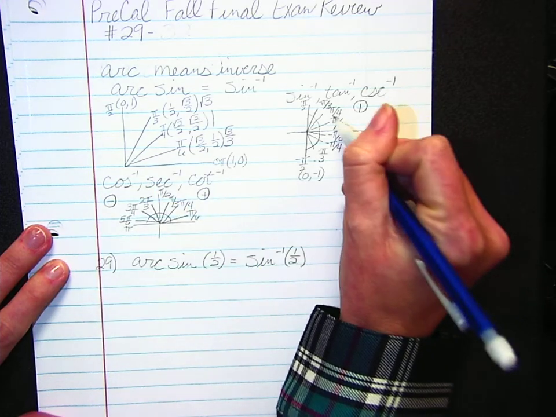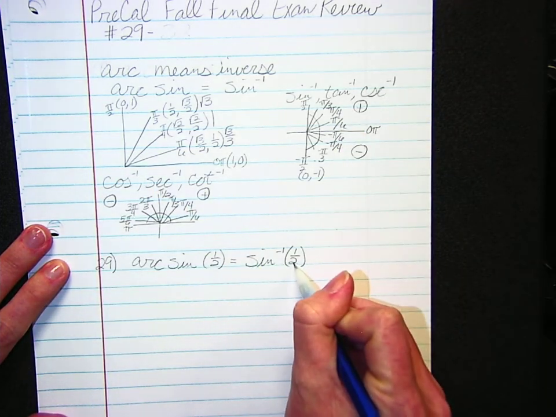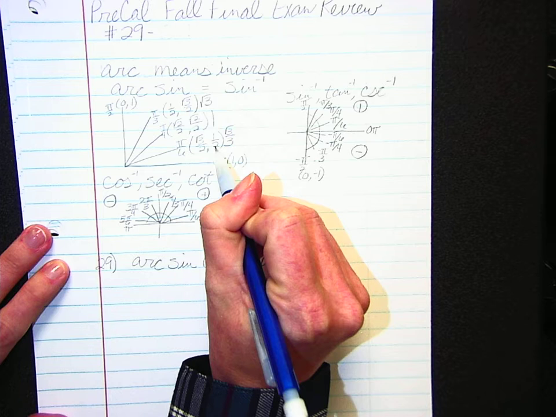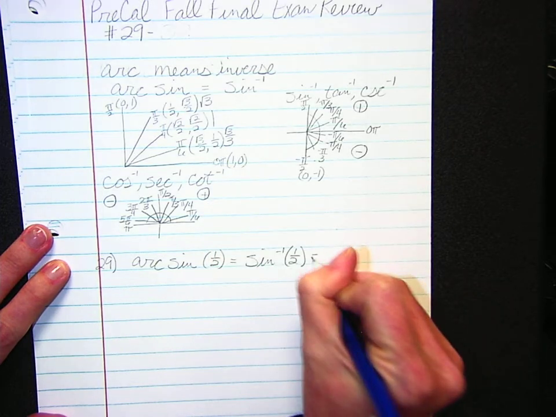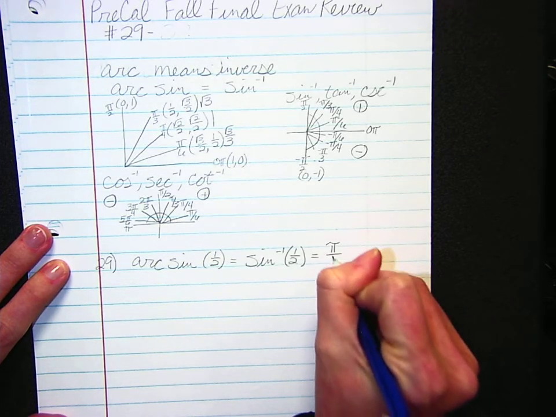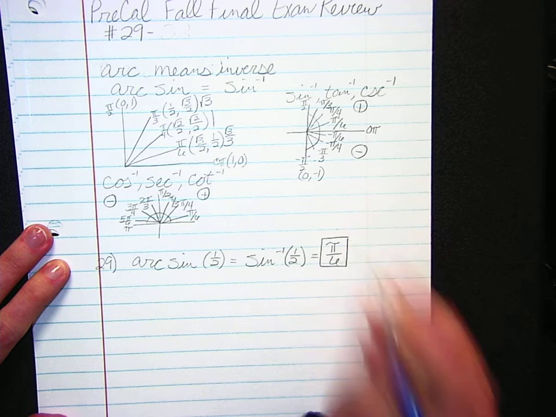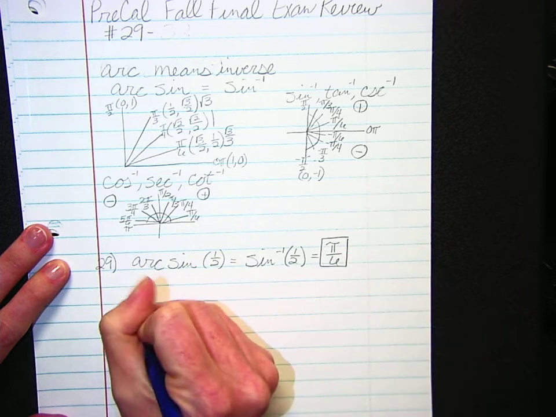So when I'm working with a positive value, I'm going to be in the first quadrant, and I know that sine is y, so I have a y value of 1/2 for sine at pi over 6. So my answers for our inverse questions are always going to be angles.